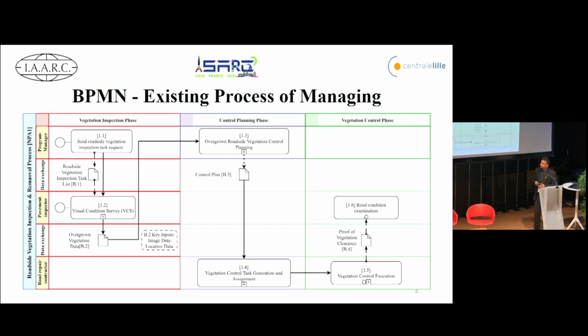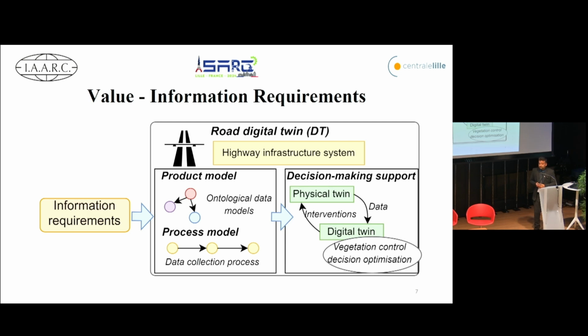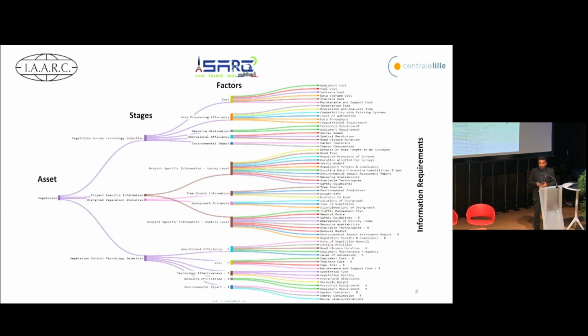Now, why do we need information requirements in the first place? Information requirements for any digital twin are its backbone. To create product models, which comprise ontological models like reference data libraries and foundation data models, we require information requirements for all of these. Once we have these information requirements, our physical twin and digital twin will be truly connected based on them, and we can take autonomous decisions.